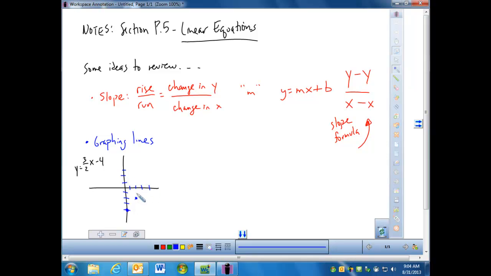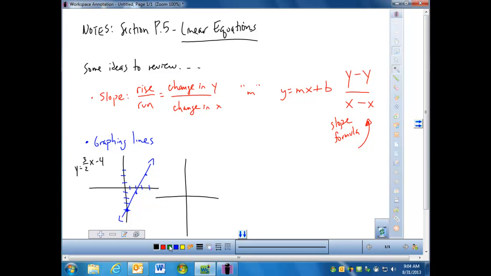So if I have this, I'm going to go down 4 first. That's my y-intercept, down 1, 2, 3, 4. And then from there, I'm going to go up 3 and over 2. I could continue to keep going up 3 and over 2 as long as I want, and that should form the line that I'm trying to graph. I sure hope that's relatively easy for you. I know you've done a lot of that.